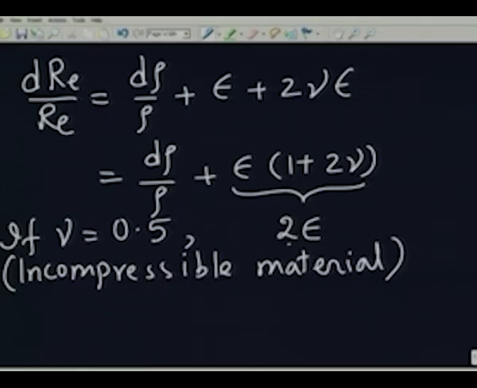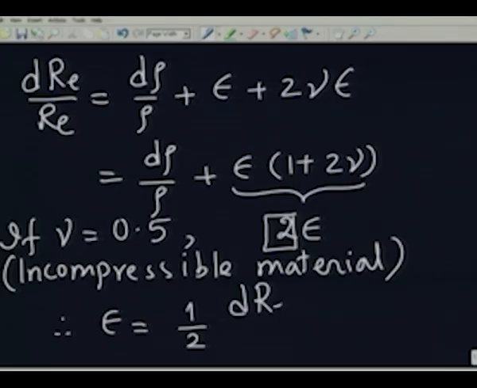Okay. So, you can see that this 2 is the factor which links the change in the resistance divided by resistance equal to 2 epsilon, and therefore, you can see that epsilon is equal to half of dRe by Re. So, epsilon is equal to half of dRe by Re. So, this factor 2 is also referred to as the gauge factor.